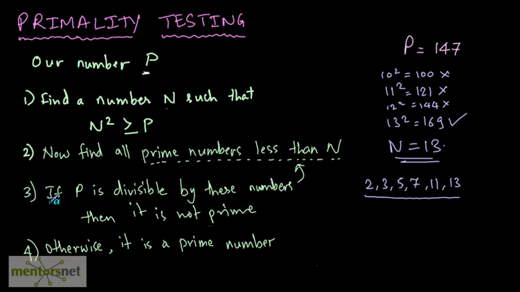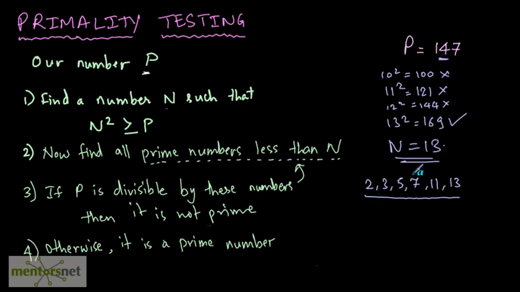Now the third step says that if p is divisible by these numbers, then it is not prime. So if our number p, 147, is divisible by any of these numbers, then it's not going to be a prime number. Otherwise it's going to be a prime number.